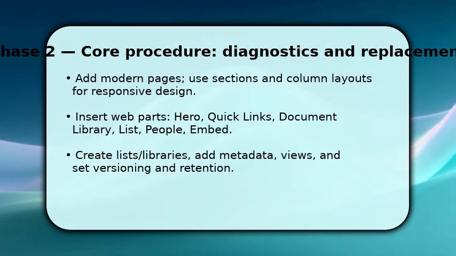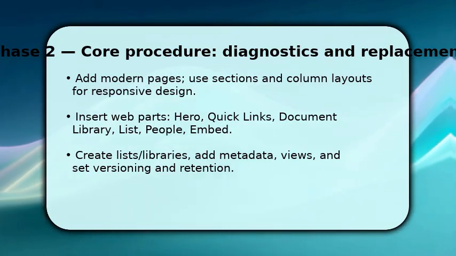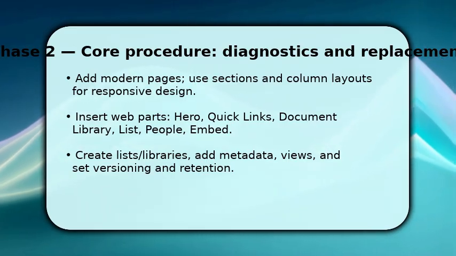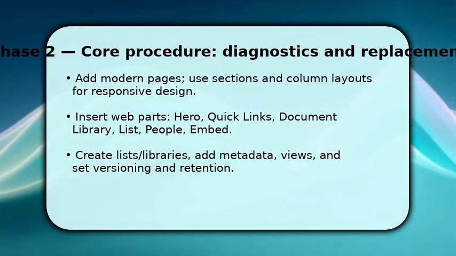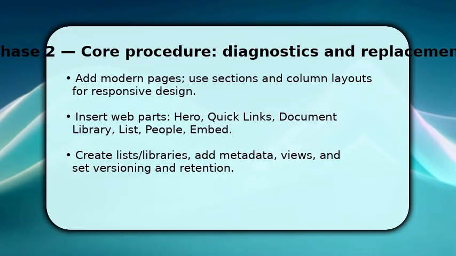You now assemble the site. Create pages and lay out sections to support your content hierarchy. Use hero and quick links to surface priorities, and add document library and list web parts for structured content. Configure metadata, views, and versioning so users find documents fast.